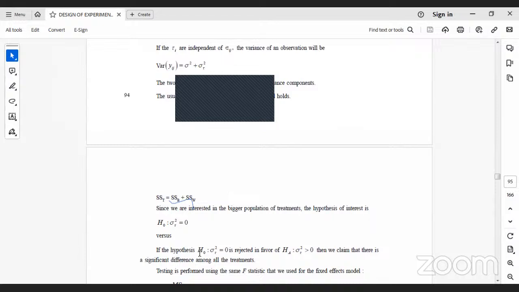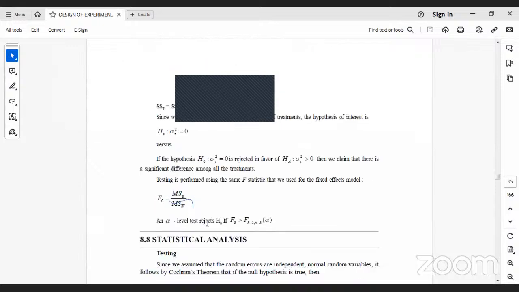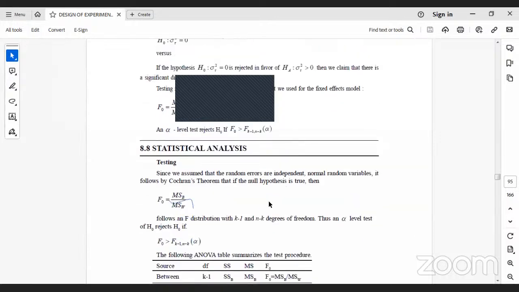Since we are interested in the bigger population of treatments, the hypothesis H naught is sigma_t square is equal to 0, versus the alternative hypothesis H1 that sigma_t square is greater than 0. H naught is rejected in favor of H1 if there is a significant difference. Testing is performed using the same F statistic as in the fixed effects model. We take F equal to MSB by MSW. At alpha level, we reject H naught if F naught is greater than F of k minus 1, N minus k, alpha, where k minus 1 and N minus k are the degrees of freedom.